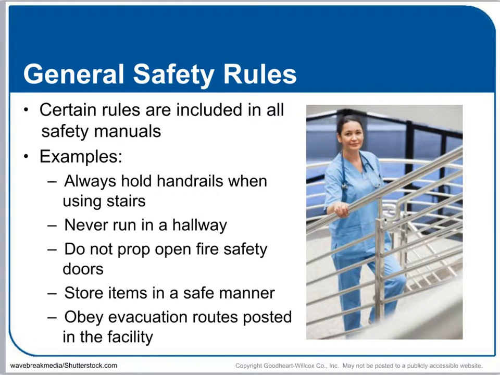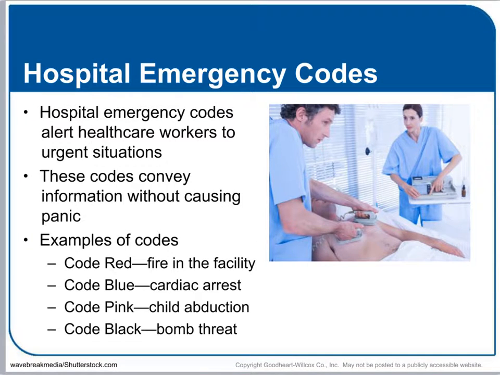Obey evacuation routes posted in the facility. Not only do we obey them here, but we practice them. We practice different types of evacuation or hold in place or lockdown, depending on the nature of the emergency. In a hospital, there are specific emergency codes that alert healthcare workers to what is happening. These codes convey information without causing panic among non-healthcare personnel, meaning patients and visitors. Examples of codes: code red means there's a fire, code blue is a cardiac arrest, code pink is a child abduction, and code black is a bomb threat. These are standardized throughout all hospitals.